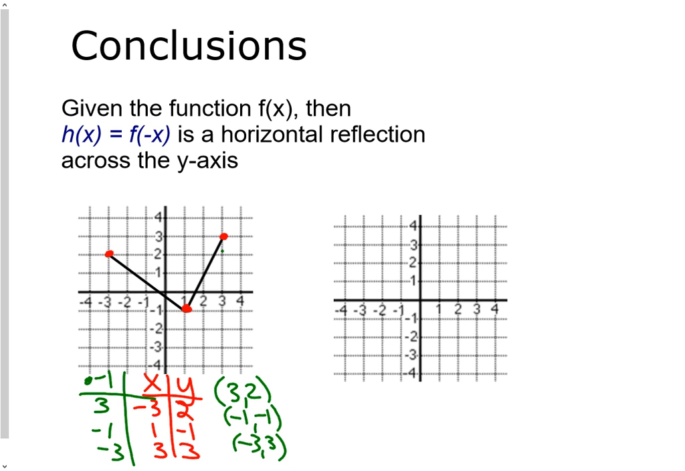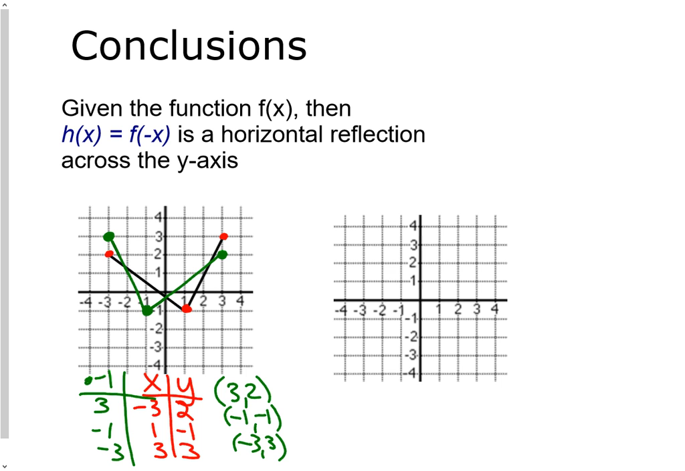So 3, 2 is over here. So we can see, if we look at -3, 2, we can see that reflection across our y-axis. And then I have -1, -1. Again, we can see that reflection across our y-axis. And then -3, 3 is right here. And again, we can see that reflection directly across our y-axis.